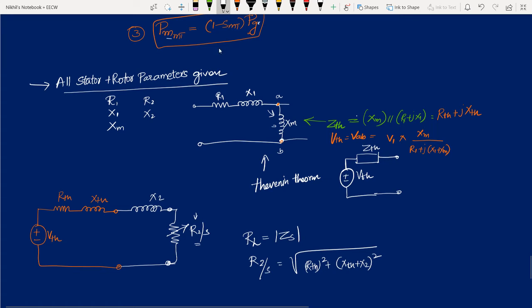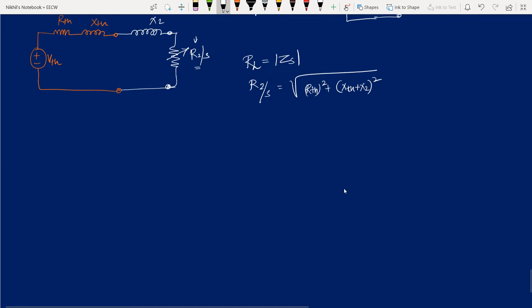From this equation I will derive the slip at maximum torque developed. The slip at maximum torque developed is equal to R2 by the square root of RTH whole square plus XTH plus X2 whole square. So you got the maximum slip condition when all stator and rotor parameters are considered.